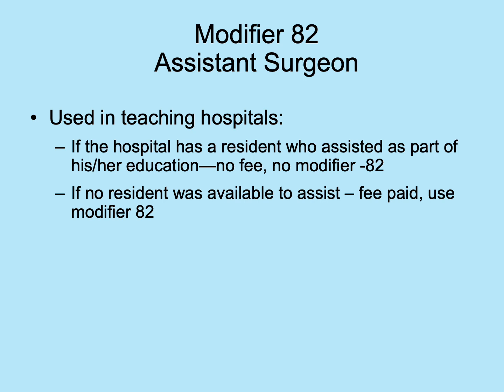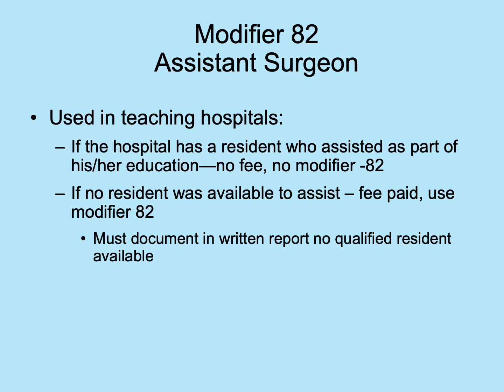If no resident was available to assist and someone else, another physician, had to come in as an assistant surgeon, there will be payment and use a modifier 82. They must document in writing that no qualified resident was available, so they had to bring in another physician. It has to be documented in a written report.